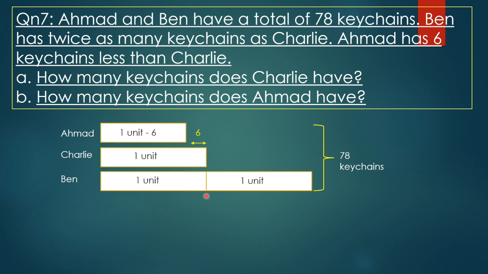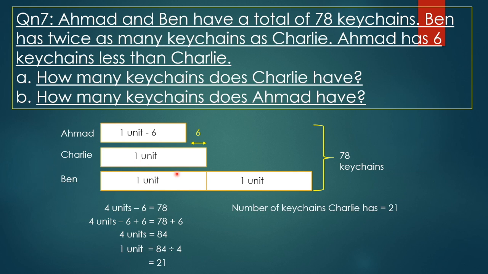So if you add it all up, 1, 1, 1, 1, 4 units minus 6 gives you 78. So you just add 6 on each side, then you get 4 units minus 6 plus 6 equals 78 plus 6. So that would just be 4 units equals 78 plus 6, which is 84. And 1 unit equals 84 divided by 4, which gives you 21. So 1 unit is 21 and Charlie has 1 unit. So the number of keychains that Charlie has is 21.